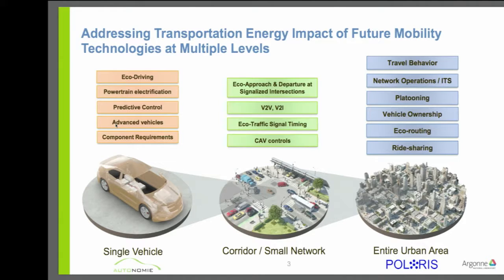The focus of our group is largely on addressing the transportation energy impacts of future mobility at multiple analysis levels. Historically, we have been a vehicle simulation group, focusing on things like eco-driving, powertrain electrification, and predictive control within a single vehicle, so really component design of vehicle systems. But we've been expanding that up to higher scales, including small area networks of connected vehicles and vehicle infrastructure issues. The new work is on modeling entire urban areas, which is the focus of the talk today: travel behavior, network operations, ITS, platooning, connected automated vehicle systems, and so on. That's all done through our Polaris transportation system modeling tool.